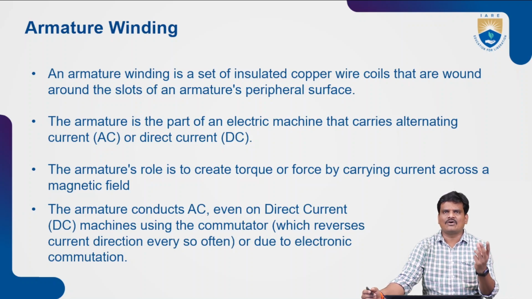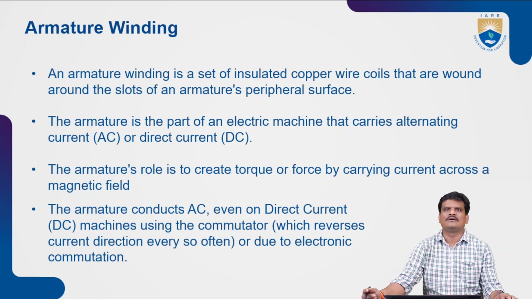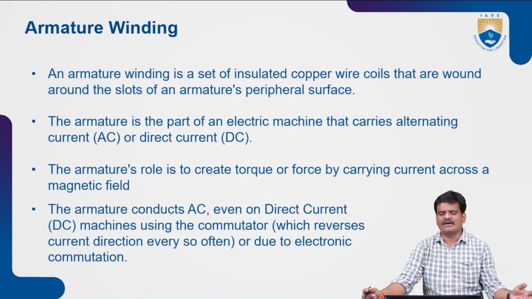The armature can conduct purely AC, even in direct current machines, using the commutator. There is a particular component called the commutator which reverses the current direction. So the armature already conducts AC, but it can be used for DC by connecting a commutator to it, or else you can go with the electronic commutation method.